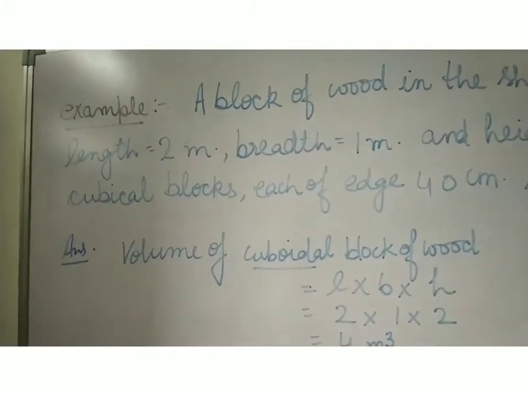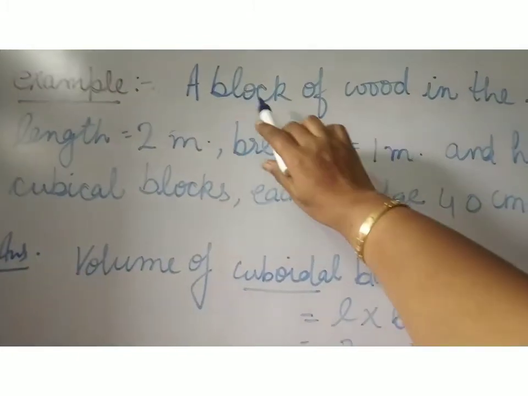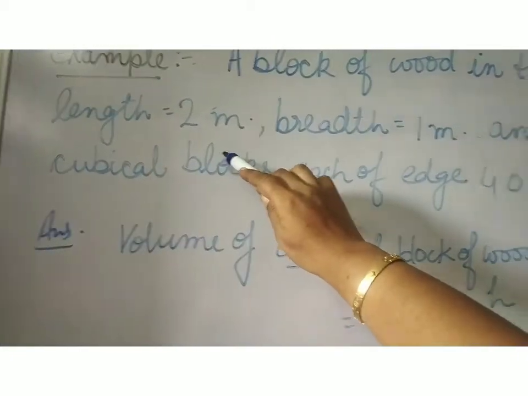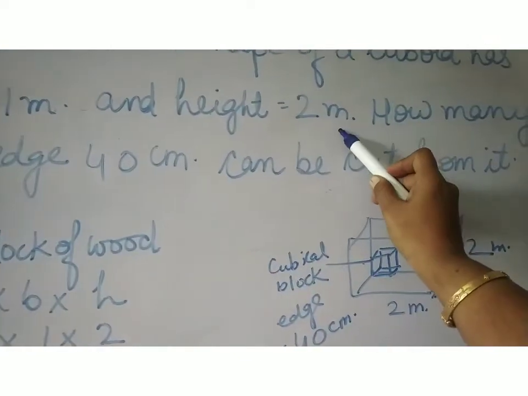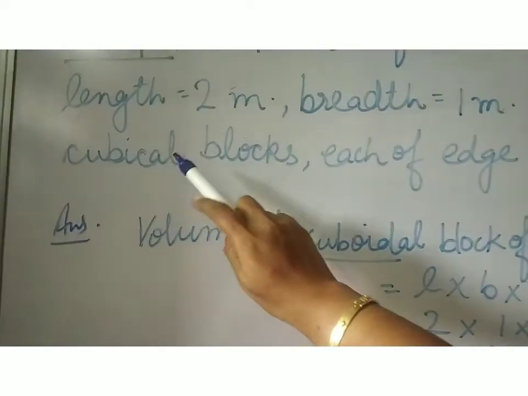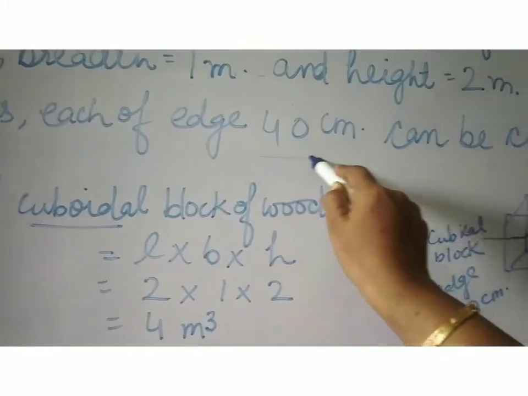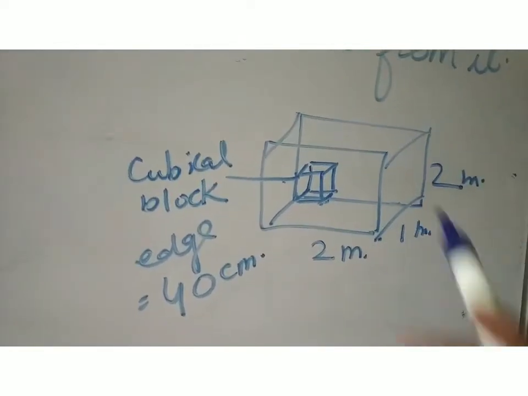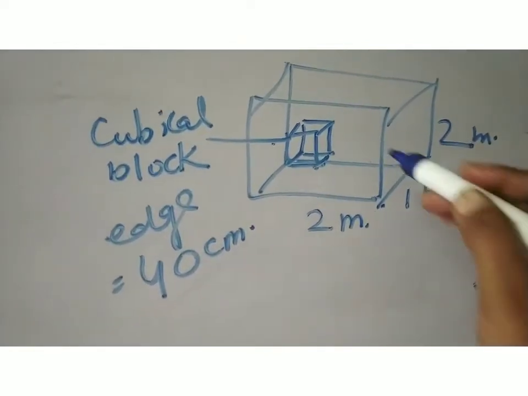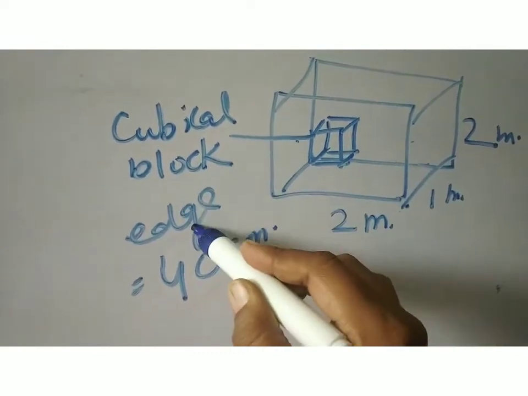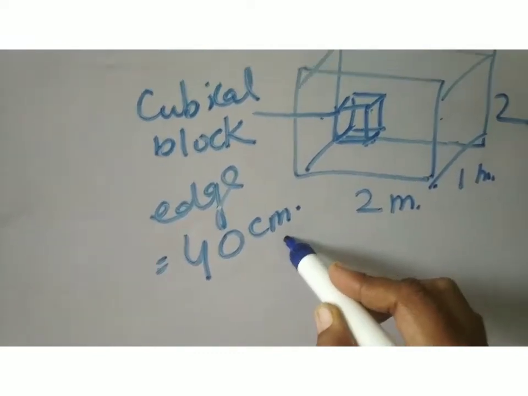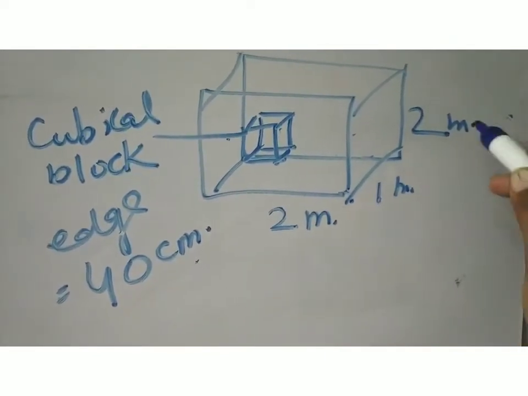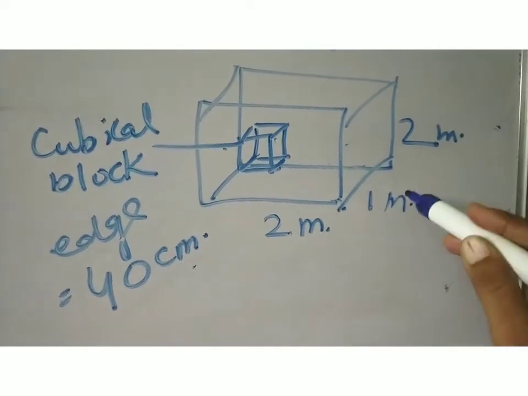So let's understand it with an example. The question is: a block of wood in the shape of a cuboid has length 2 meter, breadth 1 meter and height 2 meter. How many cubical blocks, each of edge 40 centimeter, can be cut from it? So this is the cuboidal block of wood, out of which we have to cut cubical blocks with an edge of 40 centimeter. The dimensions of this cuboidal block of wood are 2 meter, 1 meter and 2 meter, that is the length, breadth and height.